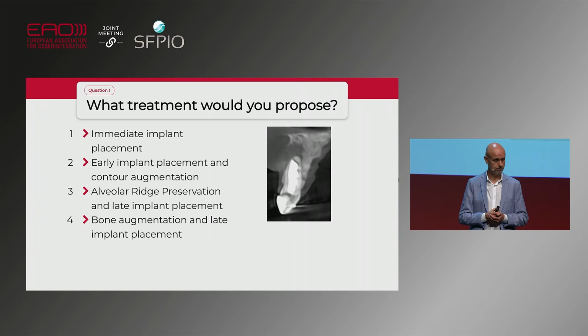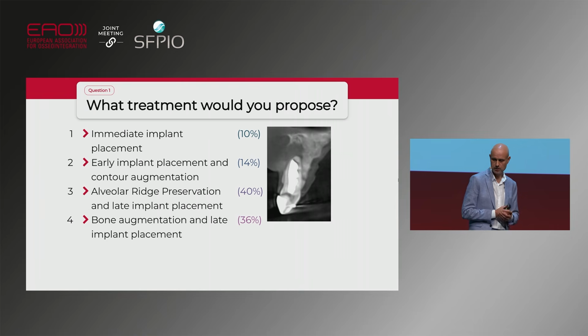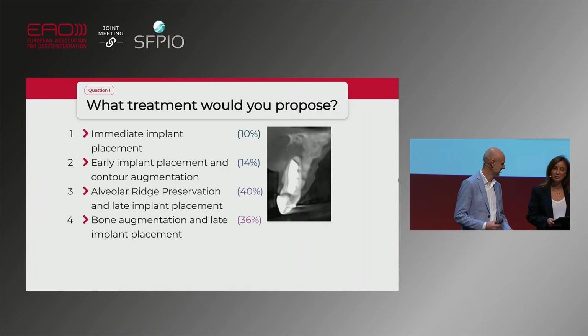Okay. So I think we can see the results. Okay, we have a small majority opting for 3, alveolar ridge preservation and late placement, and to some degree comparable with bone augmentation and late placement. We have now the lectures, and we will see about it, what I did exactly in the end. Very interesting results. Actually, I was expecting other things, but quite interesting.